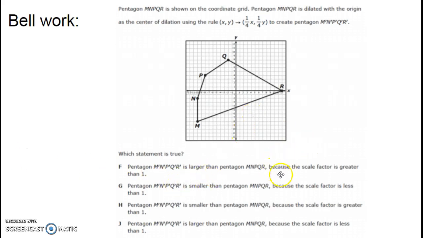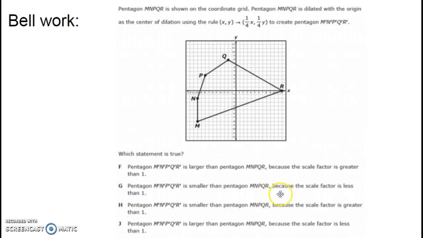So knowing that, which ones can we mark off? Since this is 1/4, it is between 0 and 1. So we know we can take off the larger one here and the larger one down here. So it's going to be either G or H.